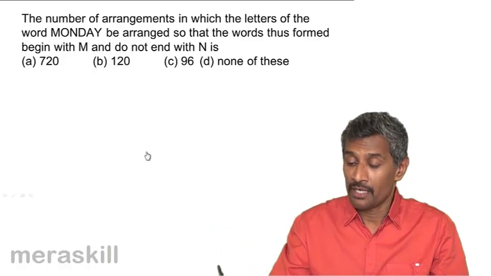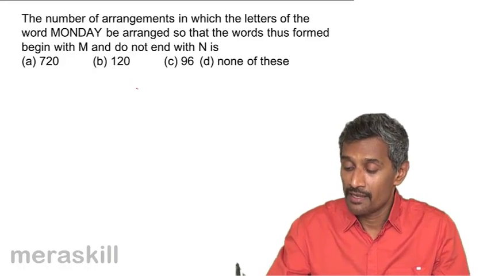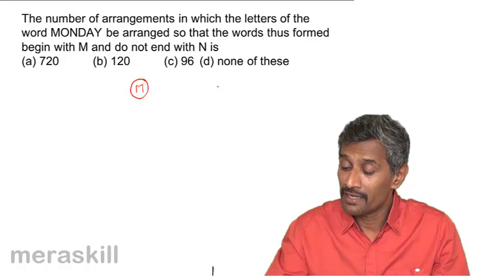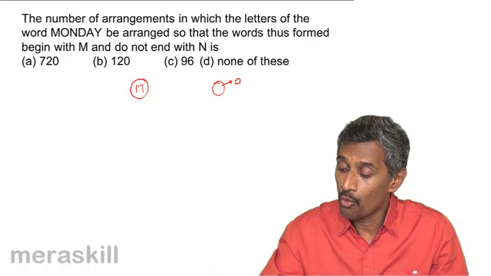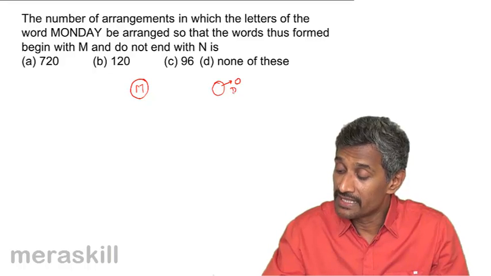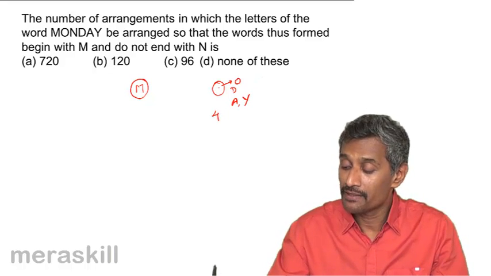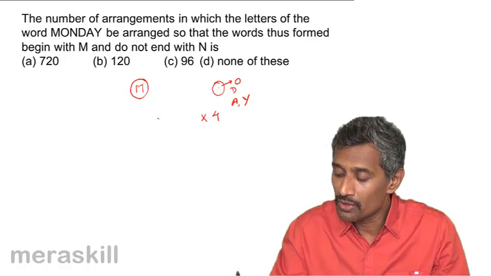Okay. Now here we have a situation wherein you have the number of arrangements in which the letters of the word Monday can be arranged so that the words thus formed begin with M and do not end with N. In other words, the word always has M in the beginning and the last one is not N. That means it could be O, D, A or Y. So this last position can be occupied in 4 ways, by O, D, A or Y.